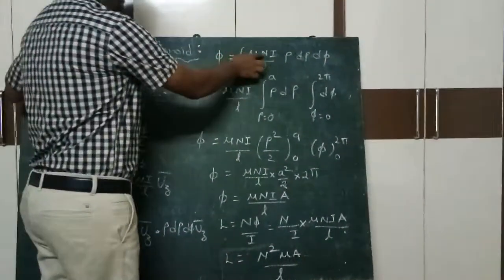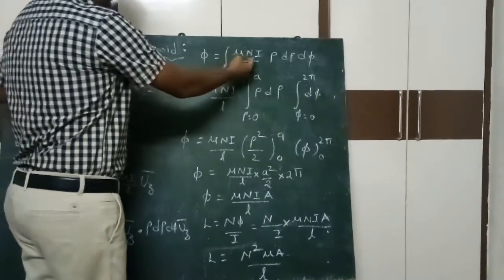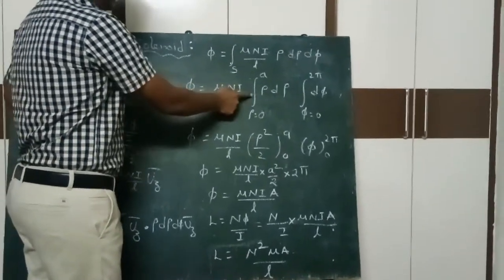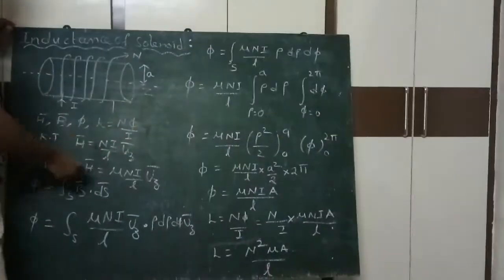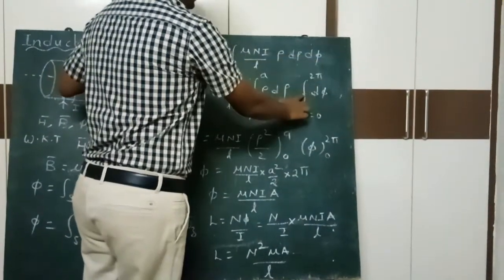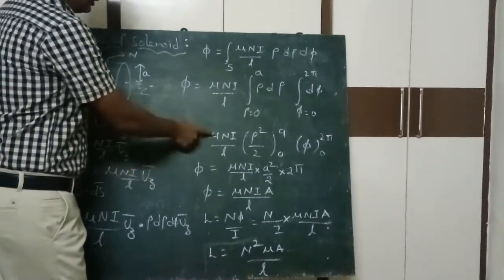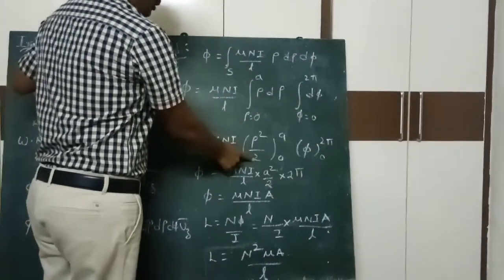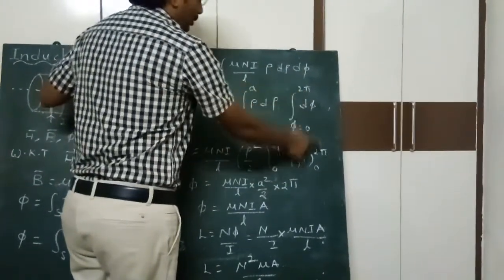Here mu, N, I and L are constants, so take them common. Then phi equals mu N I by L integral rho d rho, where the limits of rho are from 0 to a, the radius of the solenoid, times integral d phi, where the limits of phi are from 0 to 2 pi. The integral of rho is rho square by 2, with limits from 0 to a, and the integral of d phi is phi, with limits from 0 to 2 pi.